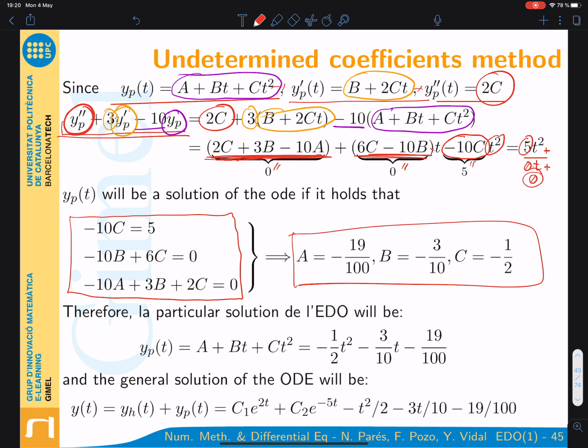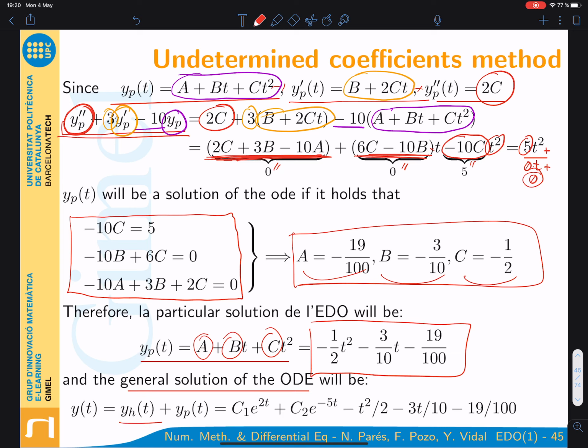So finally, the particular solution we were looking for, which had this form: now we know the values of A, B, C that we found here, and we can plug them in and obtain the particular solution. Now, finally, to summarize, the general solution of the ODE is the sum of the general solution of the homogeneous ODE and the particular solution we computed with the method of undetermined coefficients. That's it for today.